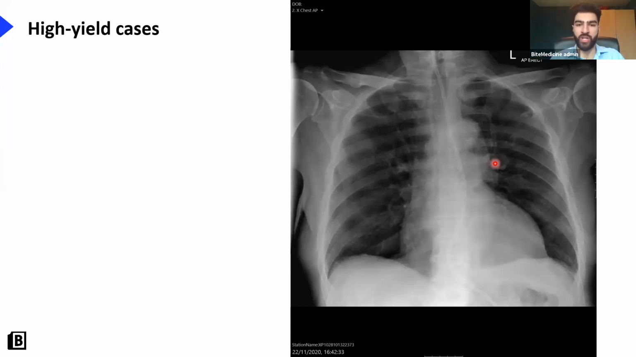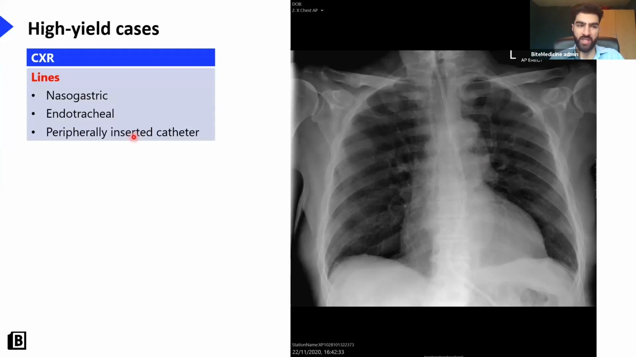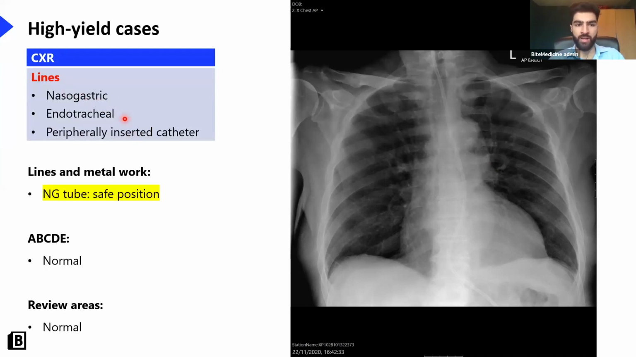Good, so it is appropriately positioned. So these are some lines that you might be expected to know about. Following our methodical approach, always look at lines and metalwork first. The NG tube is safe. The rest of the A, B, C, D, E part of the X-ray looks normal. The review areas look normal.